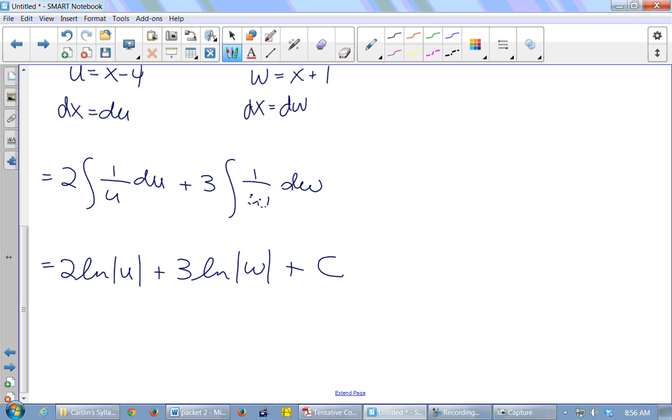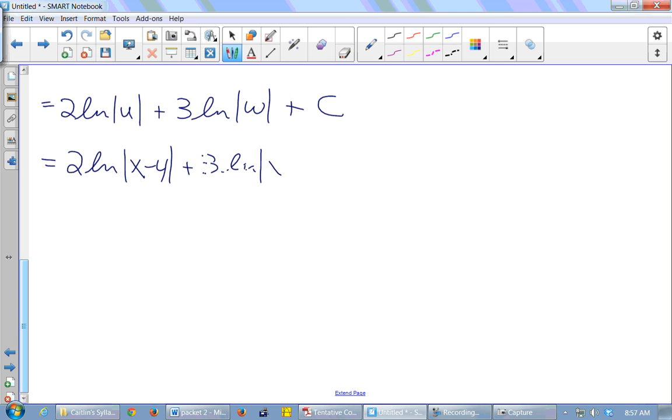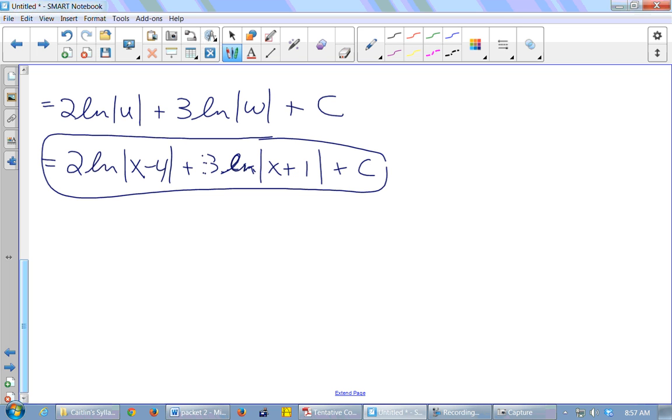And then I should replace my u and my w. So this is 2 ln x minus 4 plus 3 ln x plus 1 plus c. Okay, so the trick to being able to do this problem without a table was the partial fraction decomposition.